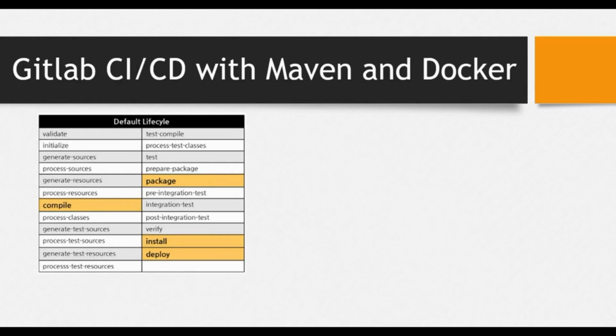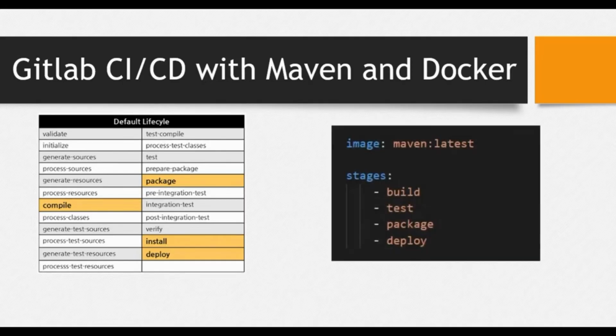To give some information about the Maven lifecycle, these are some lifecycle phases in Maven: validate, initialize, compile, test, package, verify, install, deploy. So there are different stages in the Maven lifecycle. You can define which stages you want in your pipeline. So we will see what we will do in our tutorial, using a Maven image.